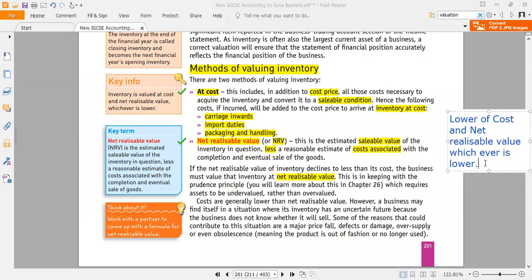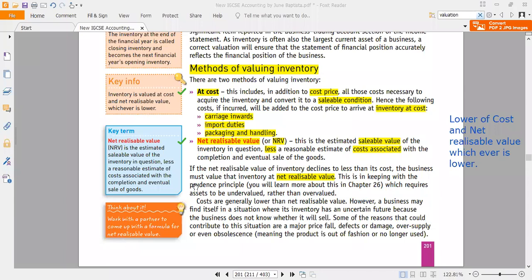Is it clear? Whichever is lower, I mean, if the cost is lower than the net realizable value, then you have to record it at cost. But if your realizable value is less than the cost, then you have to record it at the realizable value. Okay, I will explain you with numerical values. Up to here, any issue? No, sir. Okay.